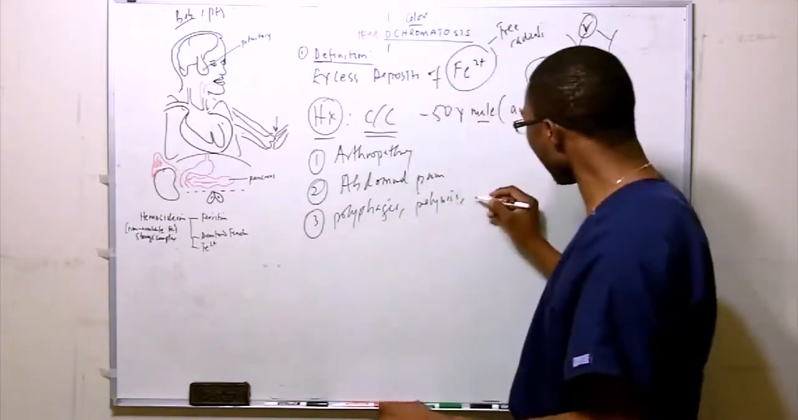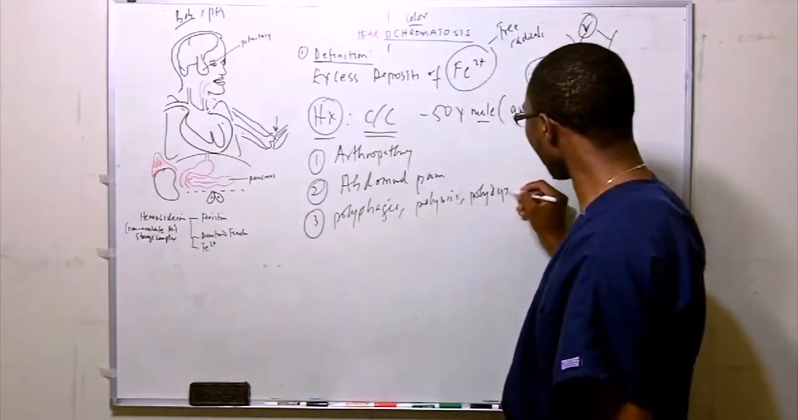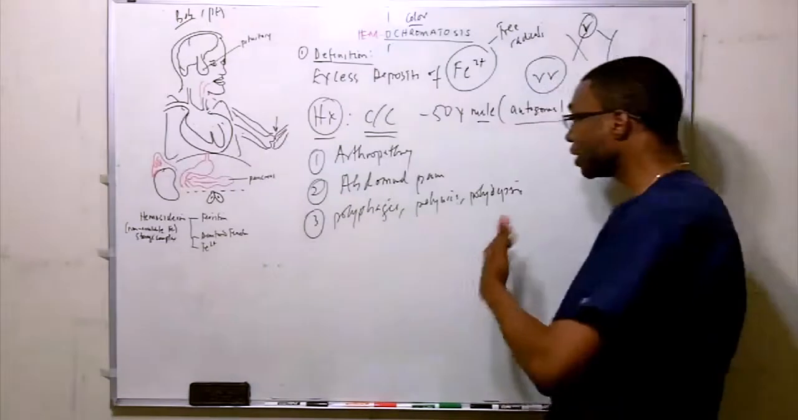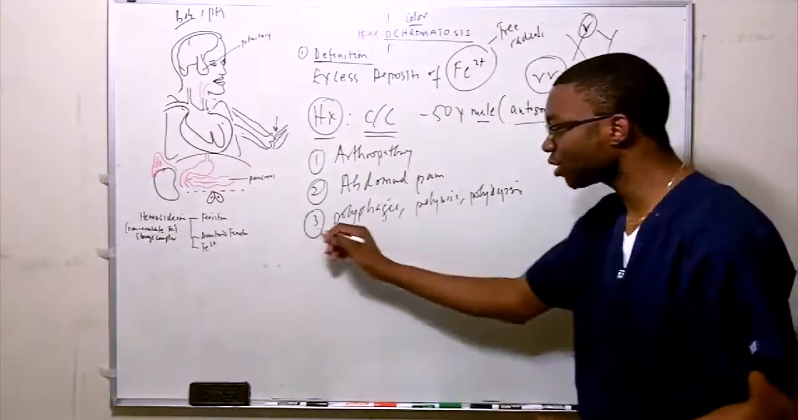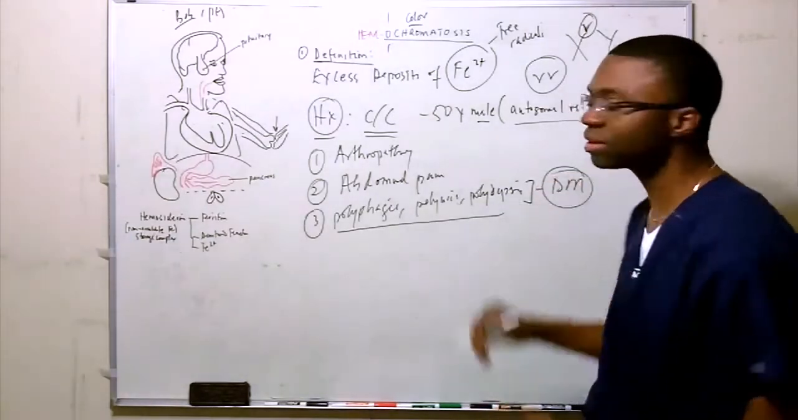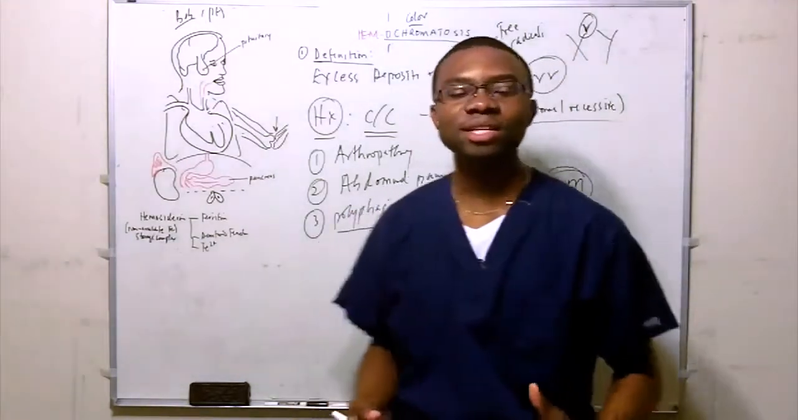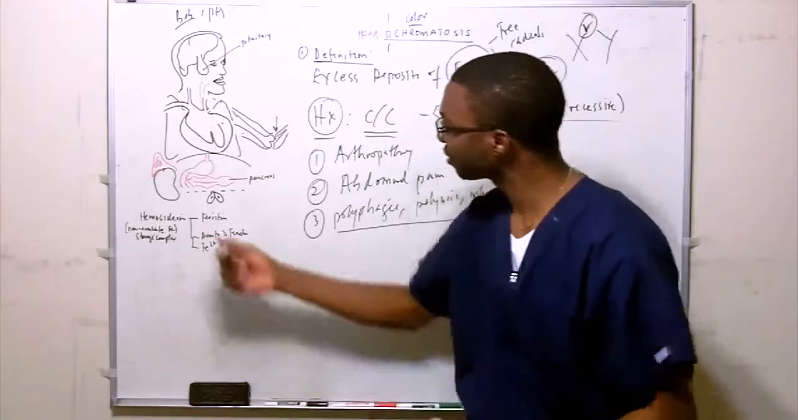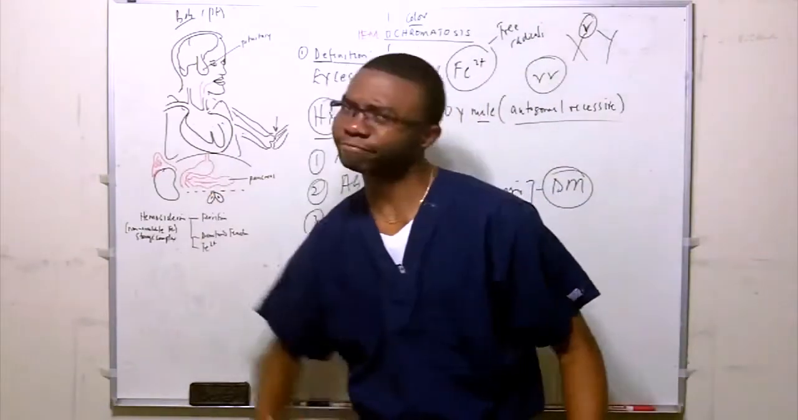Polyuria. And they've been drinking a lot. We call that polydipsia. What do all these three symptoms fall into? Diabetes mellitus. Why do they have diabetes? We call it bronze diabetes. It's the pancreas that got hit.